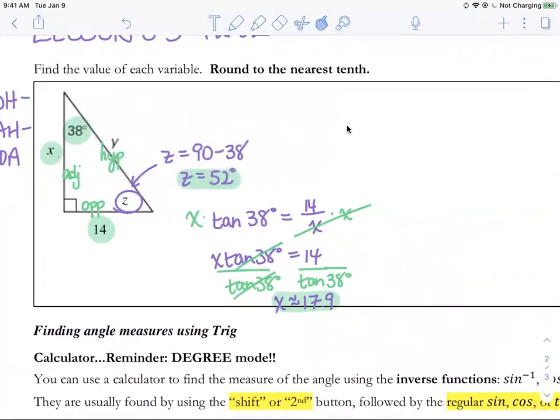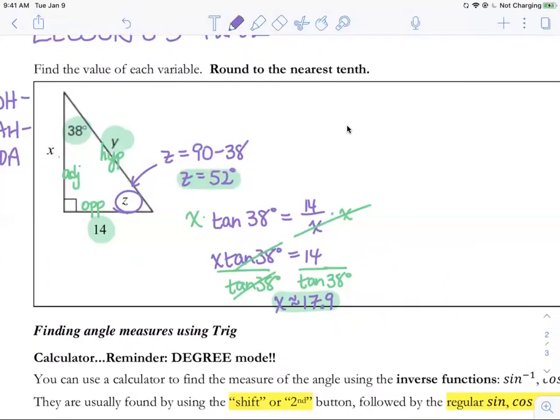Okay, now again, we could do the Pythagorean theorem to solve this if we wanted to. My preference is to use trig because I think once you're comfortable with doing trigonometry, it's actually faster than doing the Pythagorean theorem. And I also think it's good practice to do trigonometry instead of the Pythagorean theorem. Okay, so I'm going to use the 14 that we were given, the 38 that we were given. I'm going to find y.